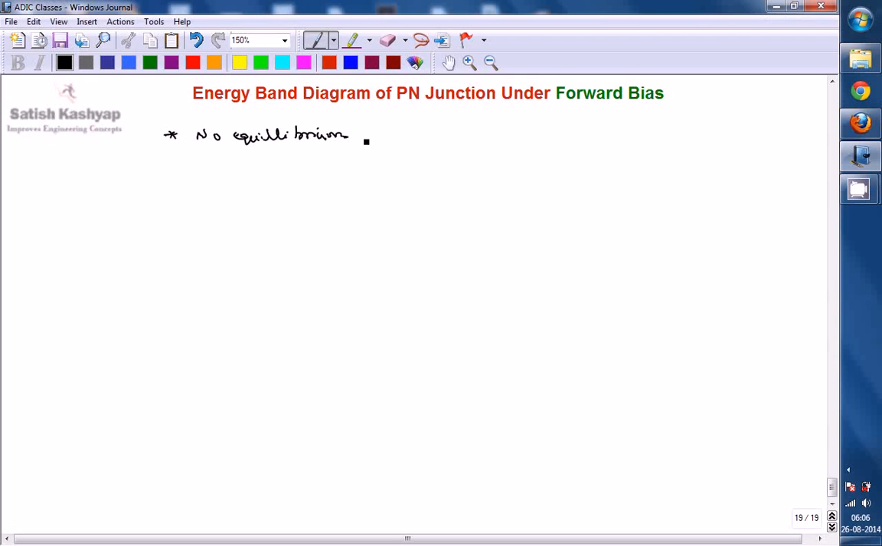Whenever no equilibrium is established, at that time net current will not be zero, and the Fermi level of P side is not going to be the same as the Fermi level of N side. Under open circuit an equilibrium is established. By that time EFP is equal to EFN and net current flowing through it is 0. But now EFP is not equal to EFN, so we cannot draw the energy band diagram with the procedure we followed while drawing the open circuit condition. So here we are going with a little bit different approach.